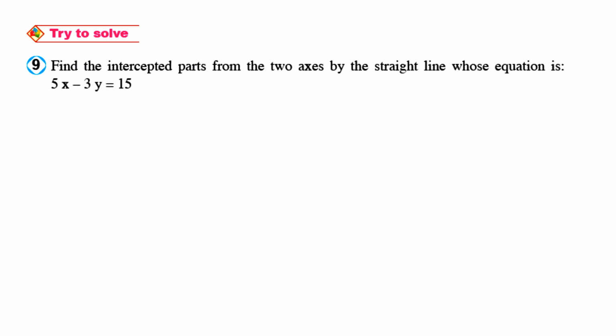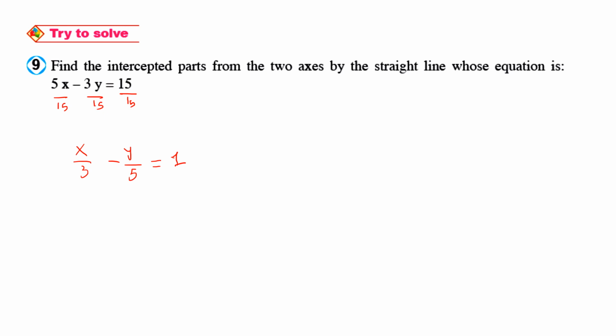Another example about the intercepted parts from the two axes by the straight line whose equation is 5x minus 3y equals 15. So divide the whole equation by 15. So it will be x over 3 minus y over 5 equals 15 divided by 15, which is 1.